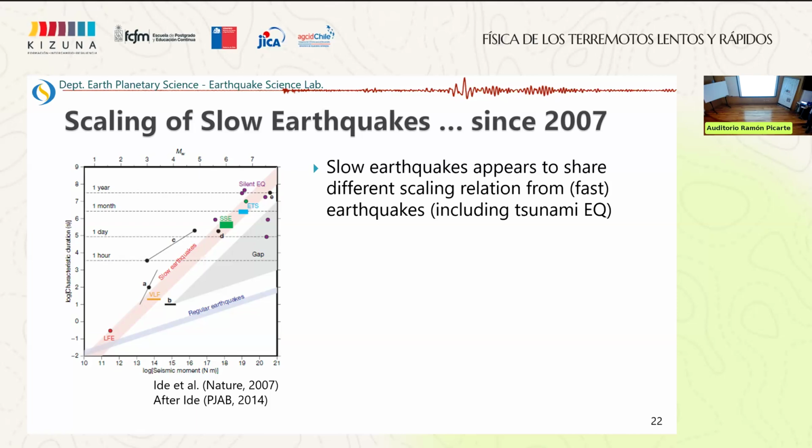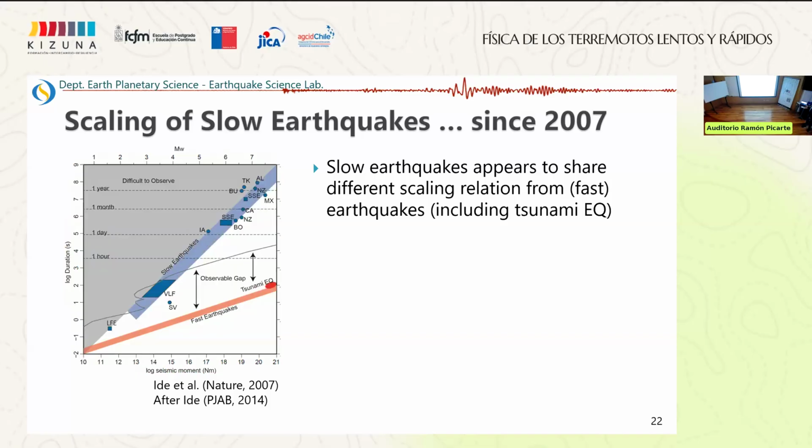These two quantities are very well defined for ordinary regular earthquakes, and this is the slope of 1/3. This is a very strong constraint for ordinary earthquakes. All earthquakes occur following this law. There is no earthquake falling around here or here. But slow earthquakes are located very differently and are also represented by a single line. So at that time, it was a kind of hypothesis.